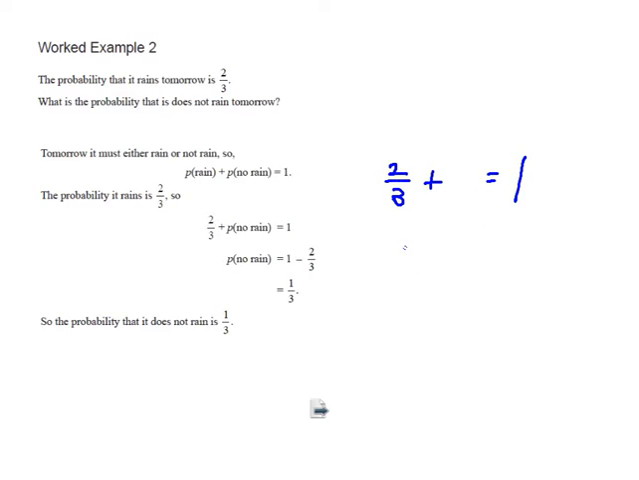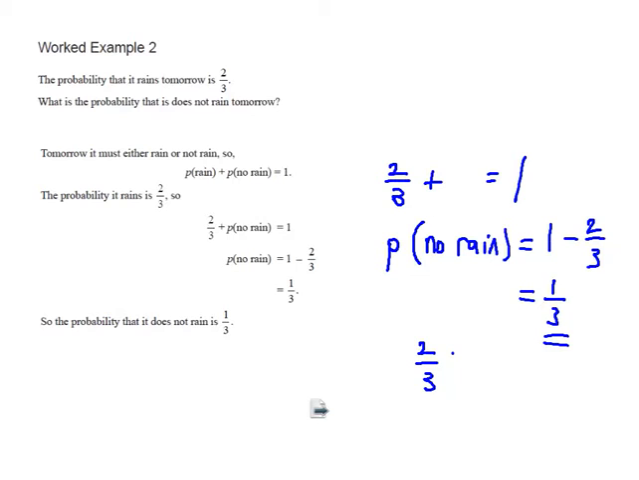So then, we can just use our algebraic understanding, which means that the probability that it will not rain will equal 1 take away 2/3, which equals 1/3. So if the probability that it will rain is 2/3, then the probability that it will not rain will be 1/3, because the two of them, the probability that it will rain, 2/3, plus that it will not rain, when you add them together, you must get 1.